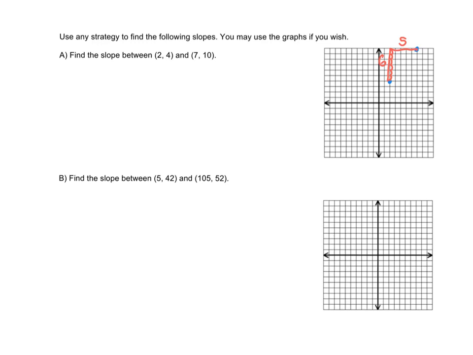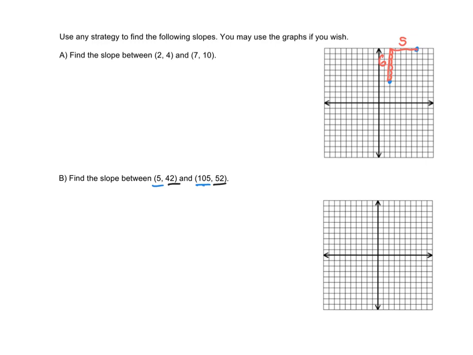So instead, I need to think about how I could find the vertical change, or the rise. That's the distance between my 42 and my 52. And I need to think about how I could find the run, or the horizontal change. That's the distance between 105 and 5.